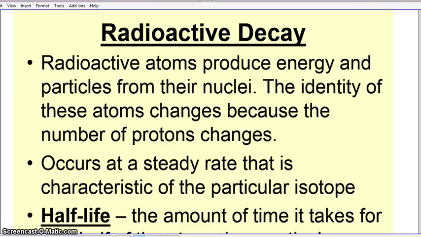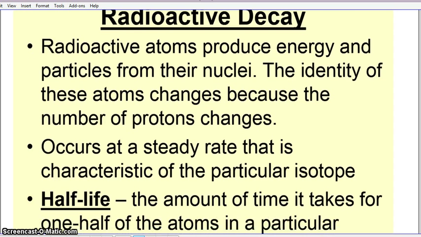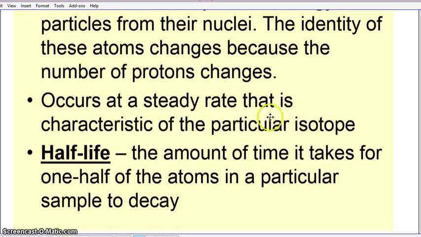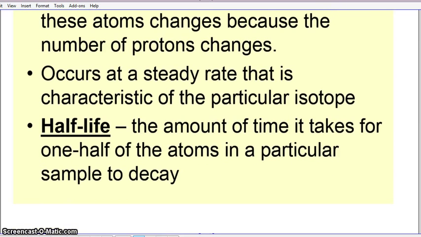The identity of these atoms changes because the number of protons changes. And remember, I said the number of protons changes. That element is no longer that element, and this does occur at a steady rate, which is a characteristic of a particular isotope. It'll start to lose even its protons, and they go through what is known as a half-life, which is the amount of time it takes for one half of the atoms in a particular sample to decay.